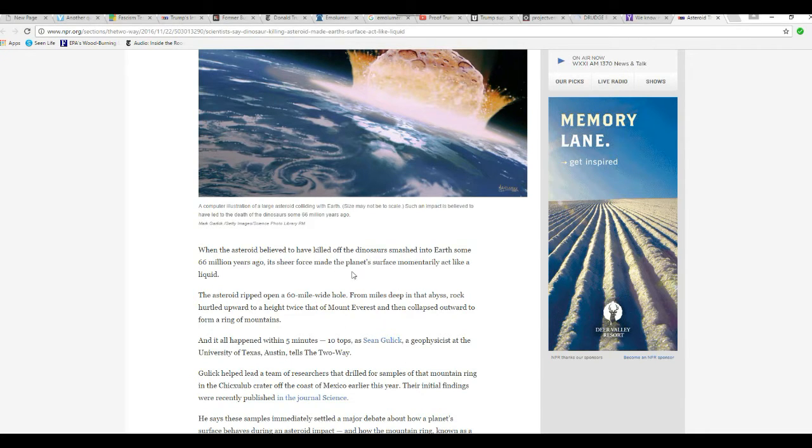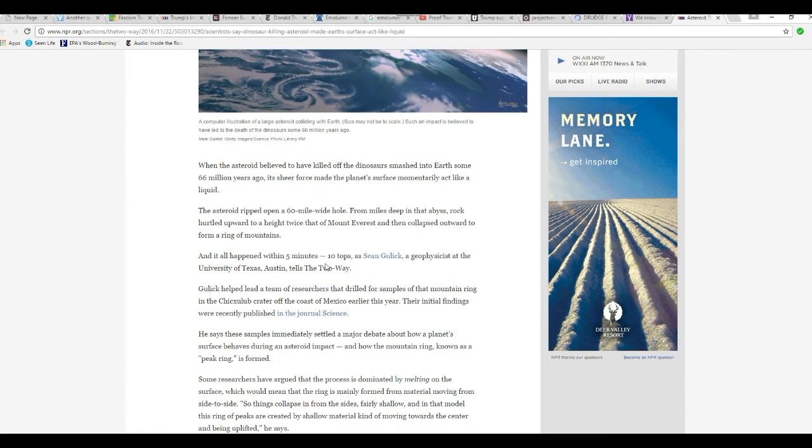The sheer force made the planet surface move momentarily, act like a liquid. The asteroid ripped open a 60-mile-wide hole. From deep within that abyss, rock hurtled up to a height twice that of Mount Everest and then collapsed to form a ring of mountains.